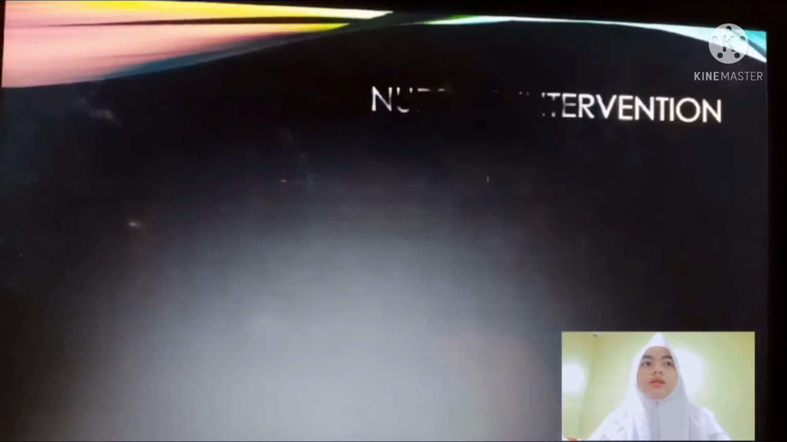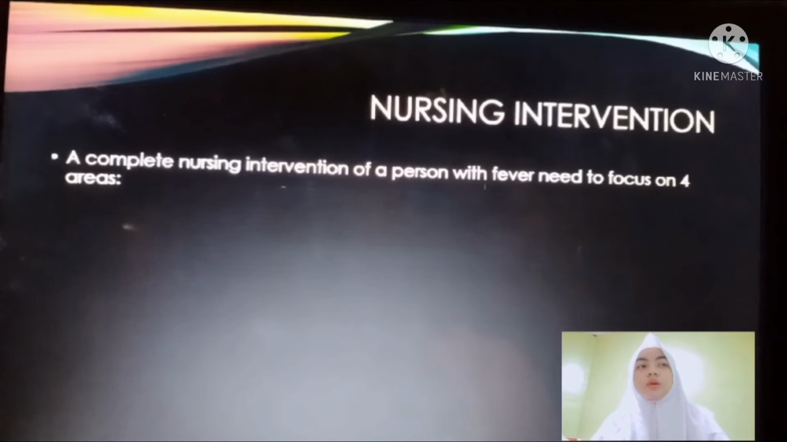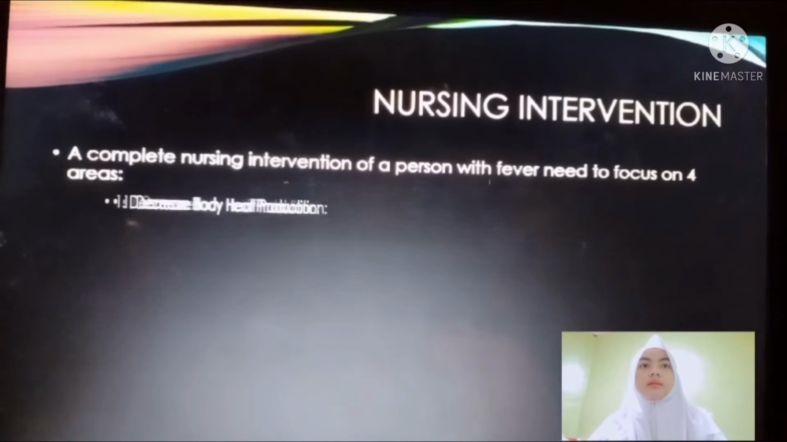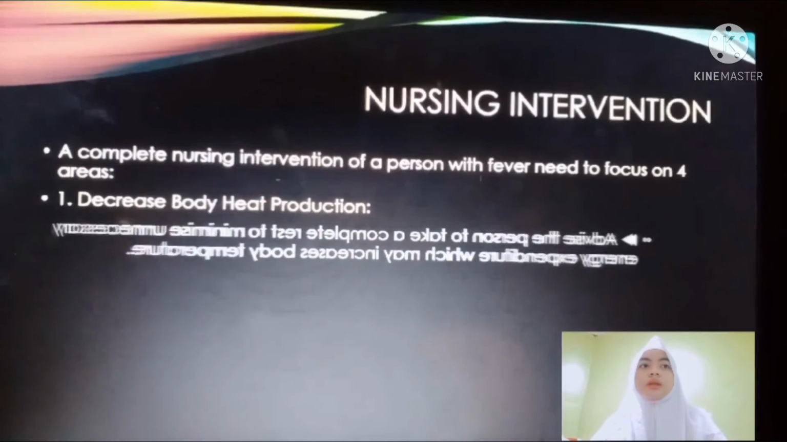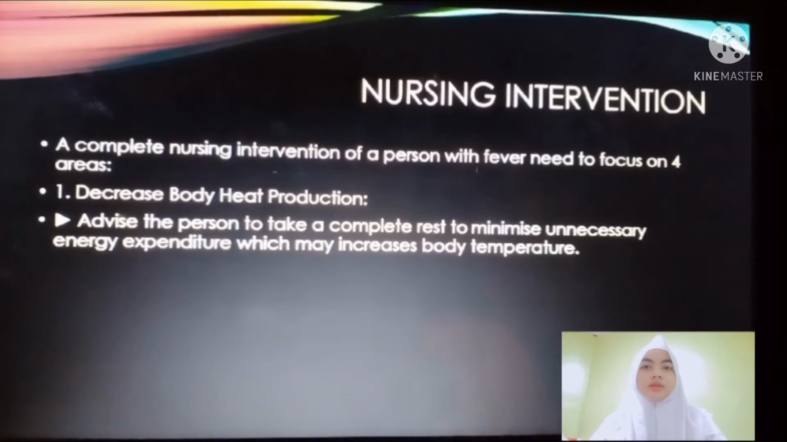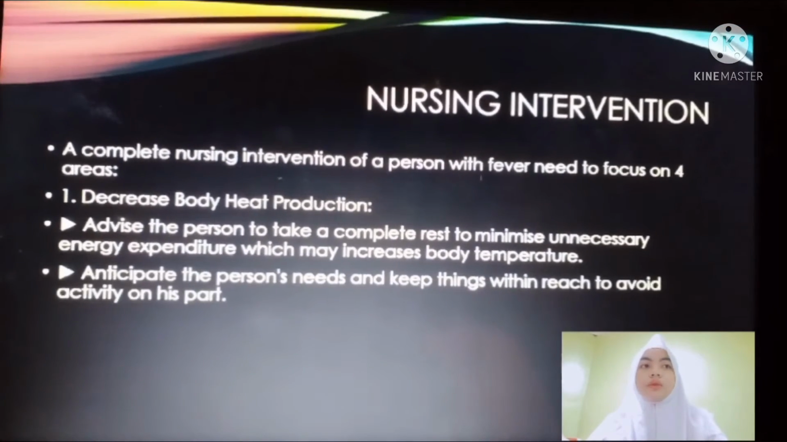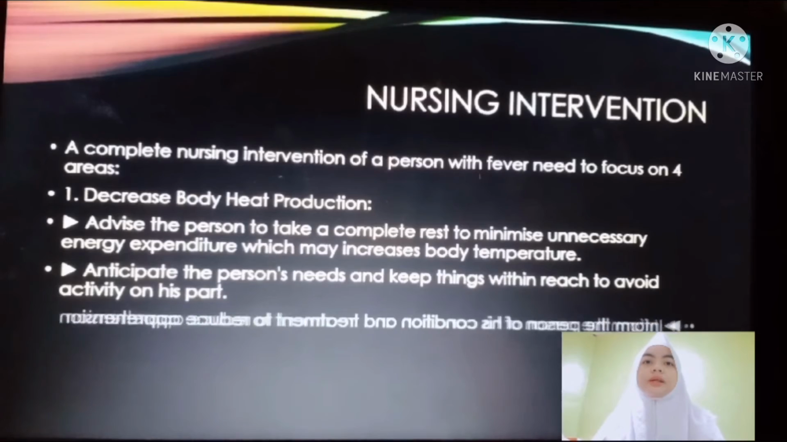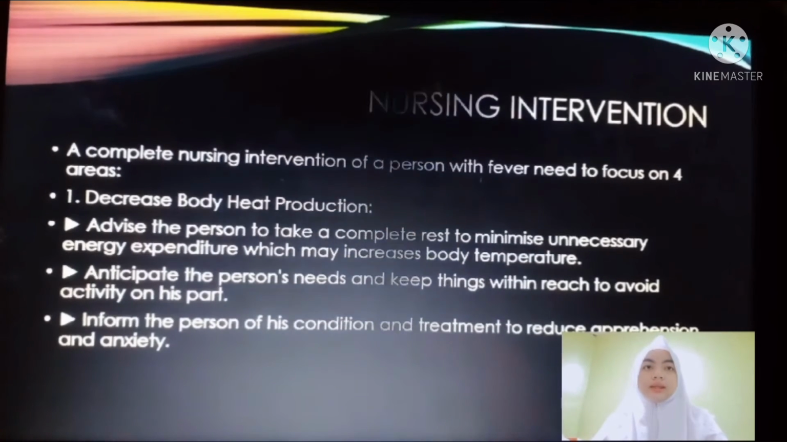So the next one is nursing intervention. A complete nursing intervention of a person with fever needs to focus on 4 areas. Number 1 is decreased body heat production. Advise the person to take a complete rest to minimize unnecessary energy expenditure, which may increase body temperature. Anticipate the person's needs and keep things within reach to avoid activity on his part. Inform the person of his condition and treatment to reduce apprehension and anxiety.